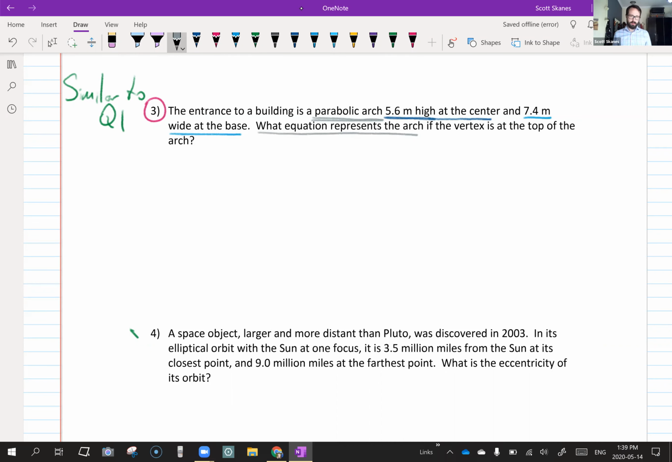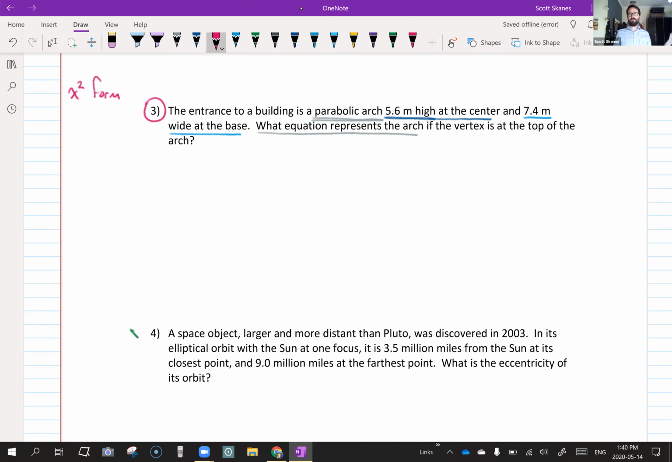So before we start, what form is this going to have? What's the shape of this arch? Is it going to be an x squared form or a y squared form? Is it going to curve to the left and right, or is it going to curve up and down? Well, it's going to be x squared form because this is an arch that you would be expected to walk through.